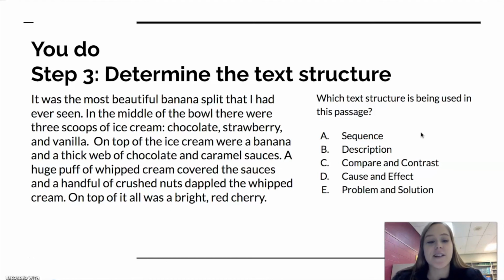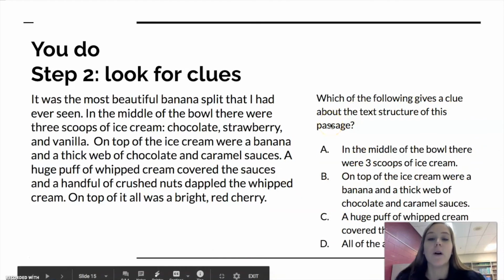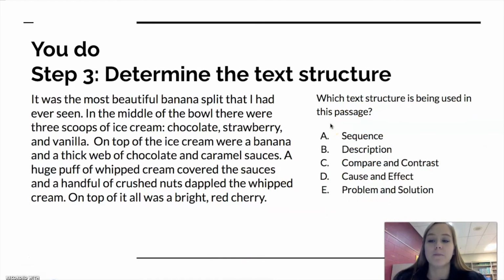The text structure here is description, and the reason we know it's description is because this entire paragraph is telling us lots of details about this banana split. It's telling us what's in it, chocolate, strawberry, and vanilla. It's describing the sauces, and it tells us there's a bright red cherry on top. We can picture this banana split in our brain, so the text structure is description. And if we go back to this previous question about the clues, all of these were clues because they were all describing the banana split.